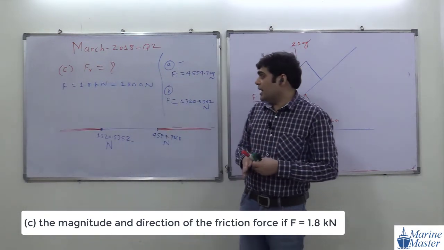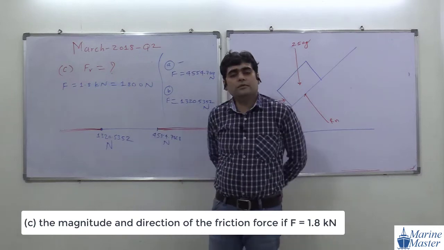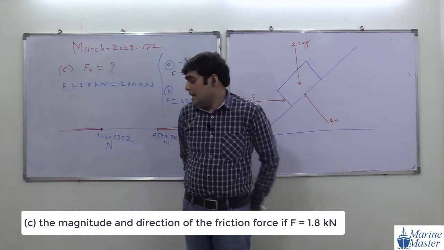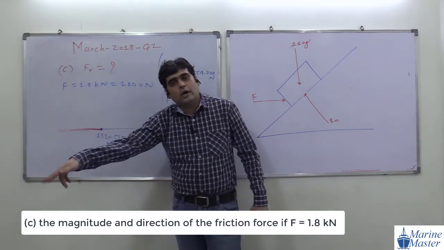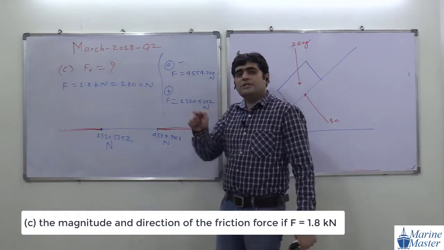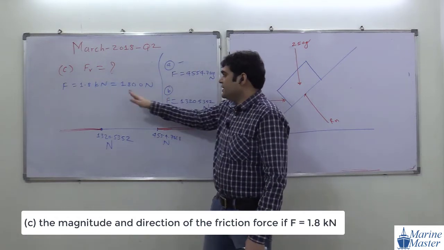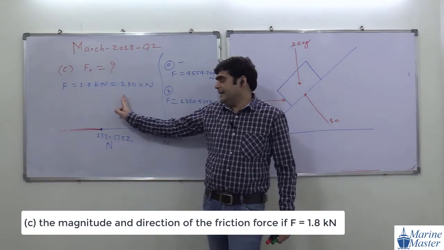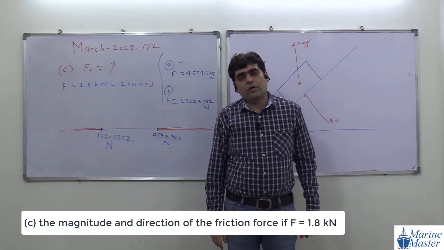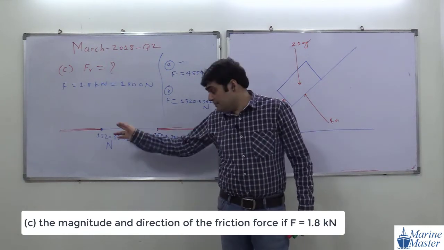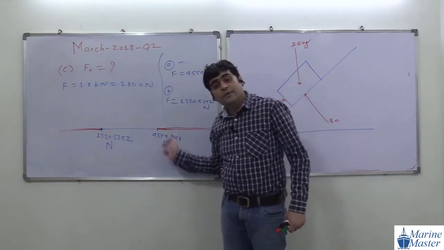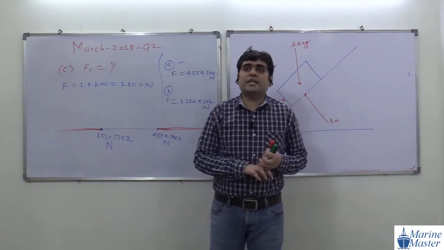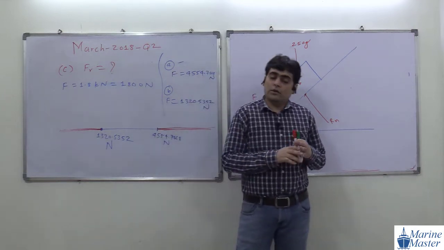But here the given value of F is in between these two. If the value of F is below this, the object goes down. If the value is above this one, the object goes up. But this given F is 1800 Newton. What about this 1800 Newton? It is in between. Good, very good. So what will happen in this scenario? The object is neither going up nor going down.